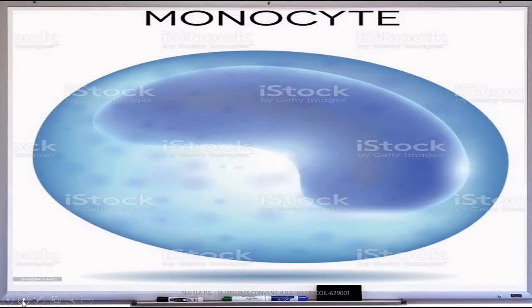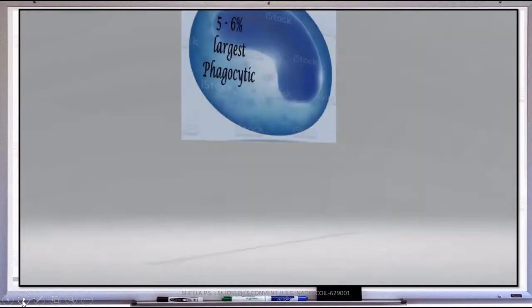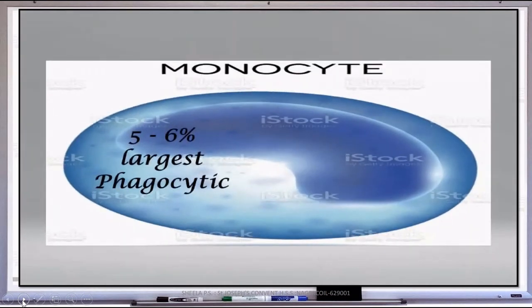Monocyte is also an agranulocyte. These cells form 5 to 6% of the total leukocytes. The largest of all the leukocytes is the monocyte. They are phagocytic in nature, that is, they engulf bacteria.